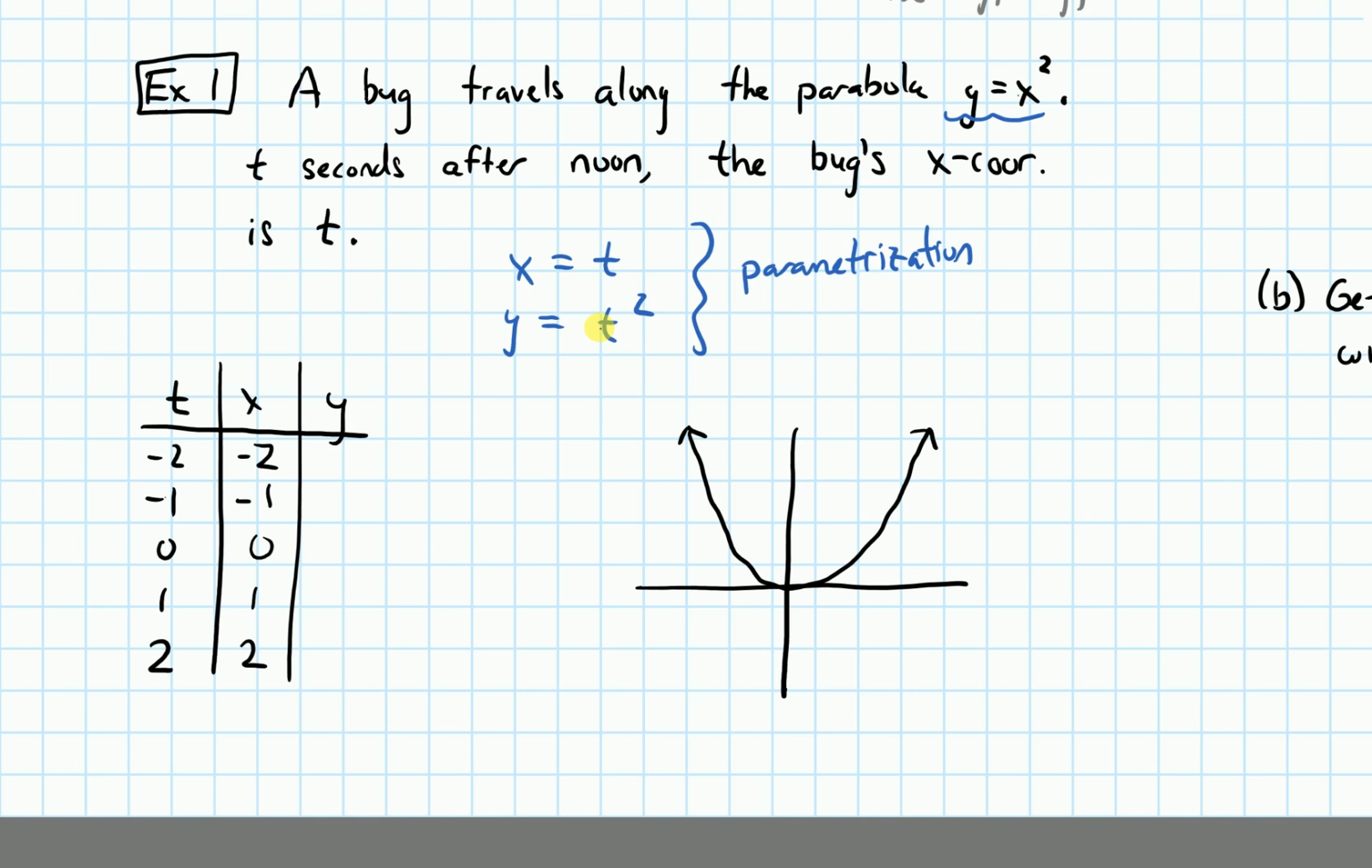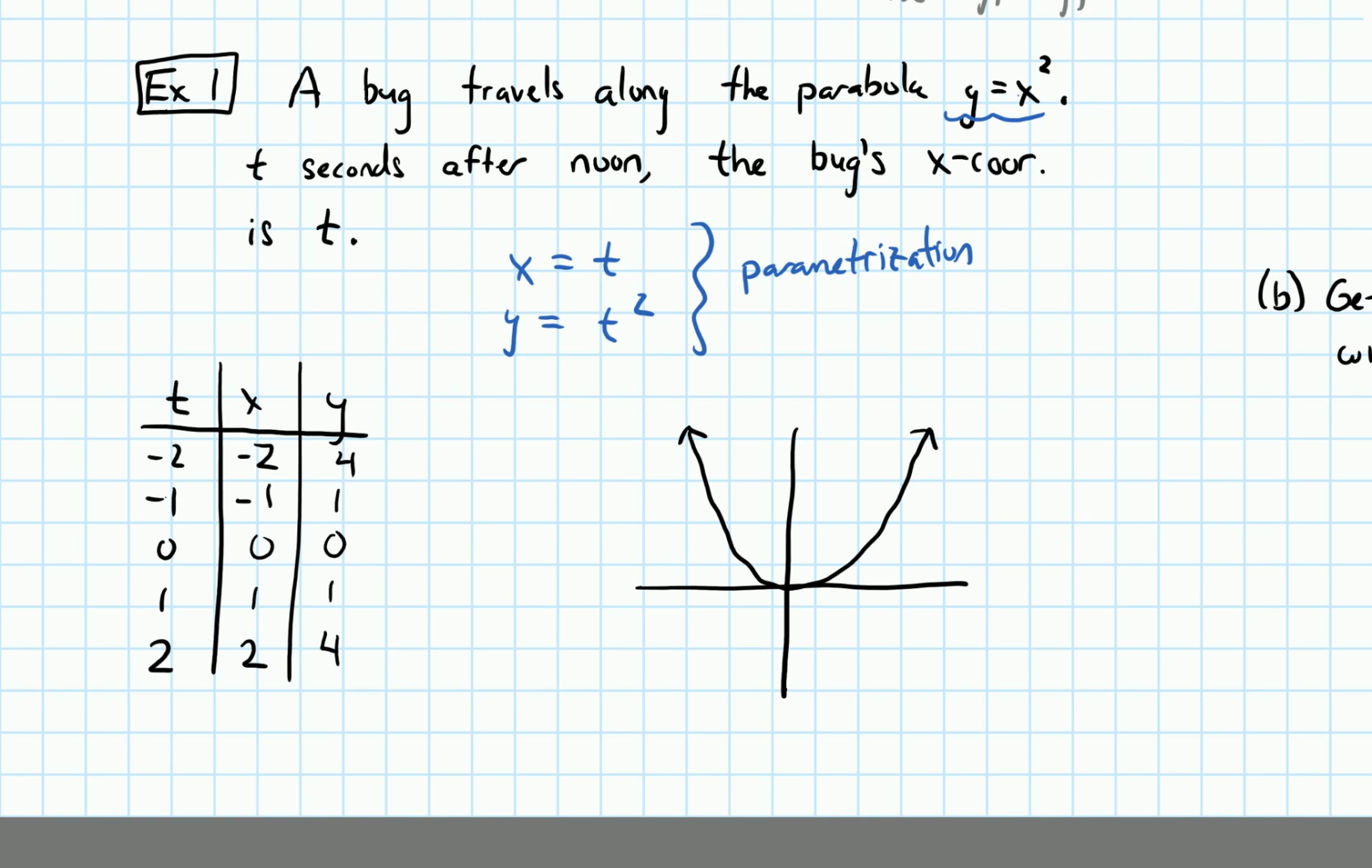To get the y-coordinate, we take the t value and we square it. So -2 squared is 4. -1 squared is 1. And then quickly doing the rest, this is 0, that's 1, and that's 4. Okay, so not too bad. This is what we'd expect for this parabola type equation. But now I want to plot these points to see where the bug is on this parabola at these certain times.